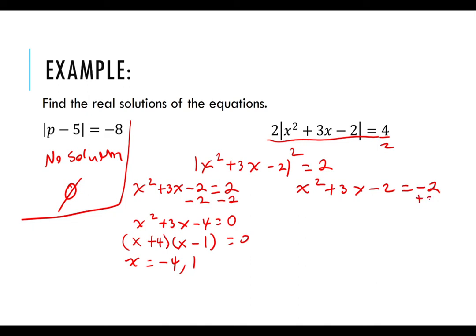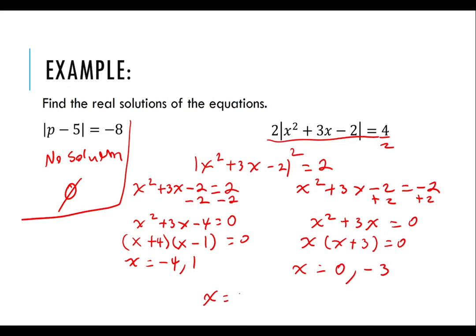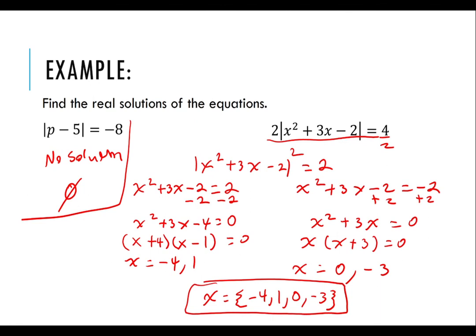Now for the other one, add 2. I get that x squared plus 3x minus 2 plus 2 is 0, is equal to 0. I'm going to factor again. I'm going to factor out an x. x times x plus 3 is equal to 0. Then zero product property gives me that x is equal to 0 or negative 3. Thus I get that my solutions are negative 4, 1, 0, negative 3. Remember that in set notation, if you want to put them in order, that's fine. If you don't want to put them in order, that's also fine.